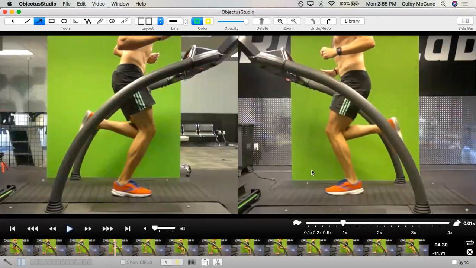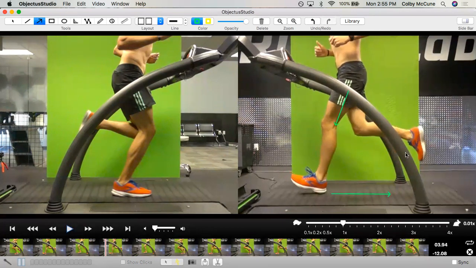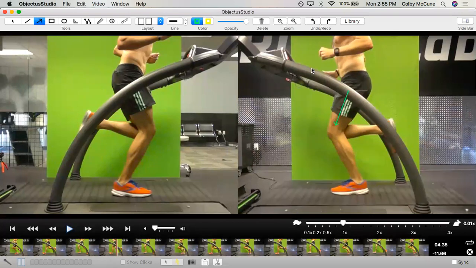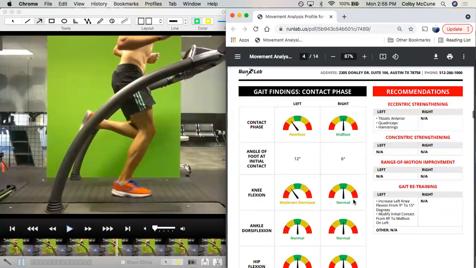I think it's adding up to quite a few things: having to work harder on this side, creating longer ground contact on that side, and just being in not a very good position at initial contact to appropriately begin absorbing that force in the right places. Hopefully that all made sense, and you can see what I'm talking about.